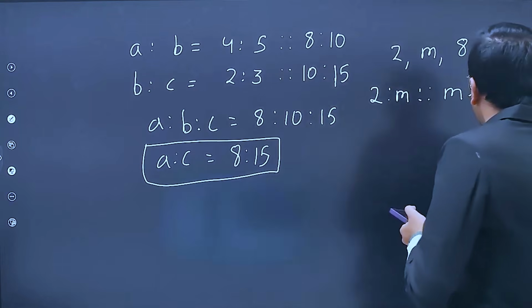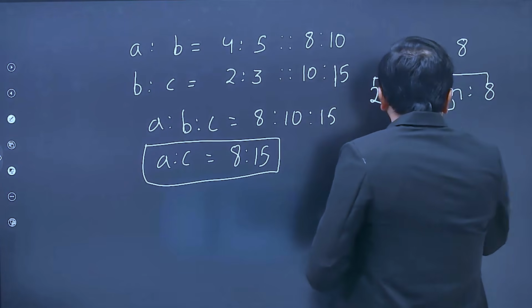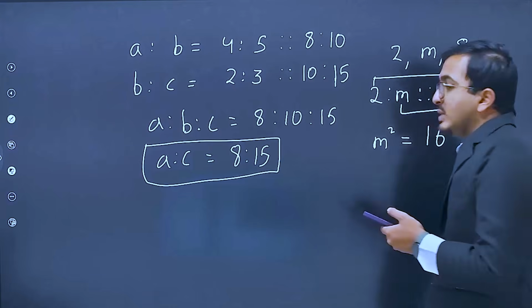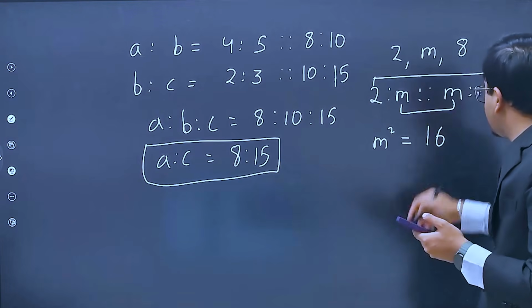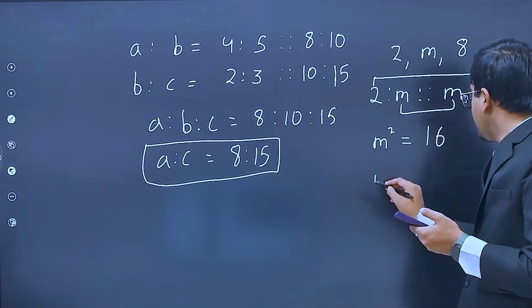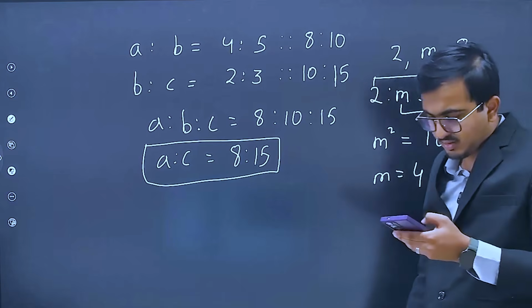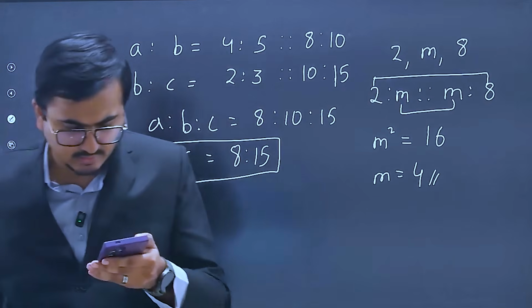So what will be the value of M? Check. 2 into 8 should be M into M. M into M is M square. M square is 2 into 8. So what will be the value of M? M would be 4. Good question, Shreyansh.